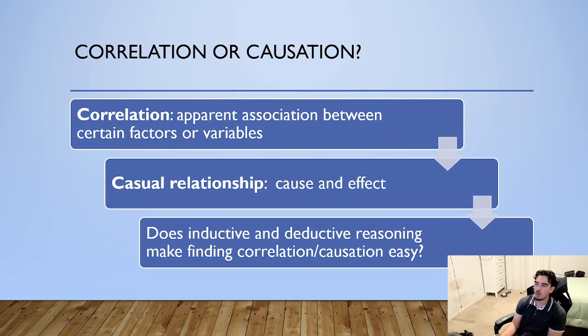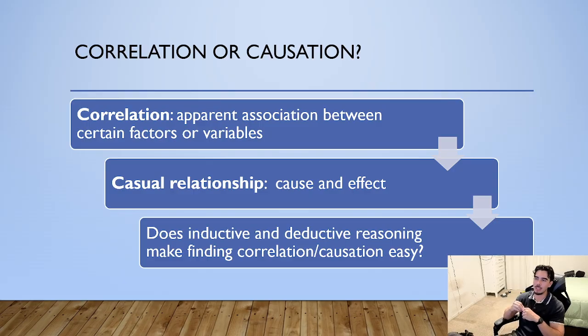Now, correlation or causation. An issue within comparative politics, or research in general, is figuring out whether or not things are actually related to one another. Like, does one cause the other? Now correlation, there's going to be an apparent association between the two. We're going to look at a couple factors or variables, and it might just be a coincidence. But we know that there might be some type of correlation between the two.